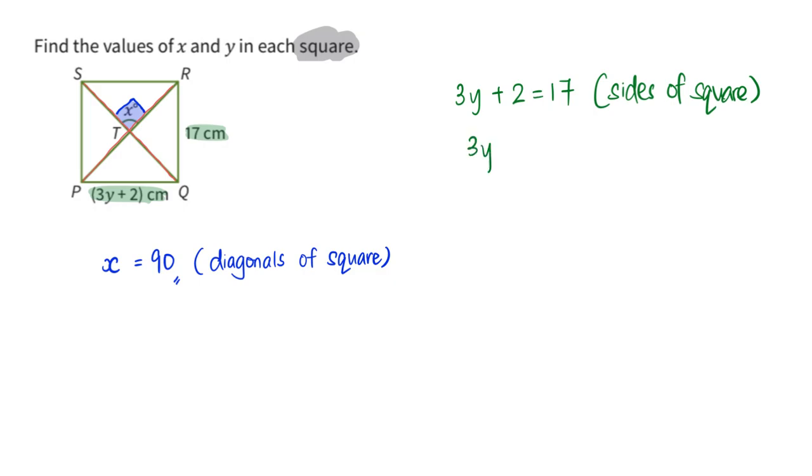So from here, I will be able to simply minus 2 on both sides. So 3y will be equals to 15, and after which I just need to divide by 3 on both sides to give me the final answer, 5.